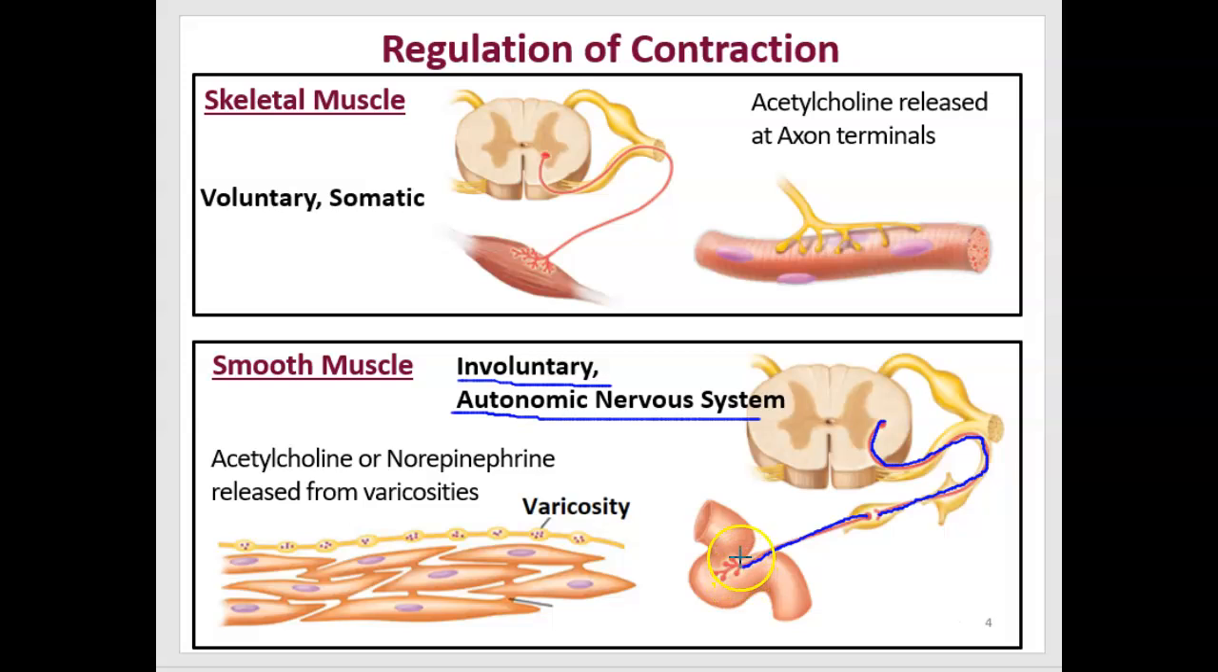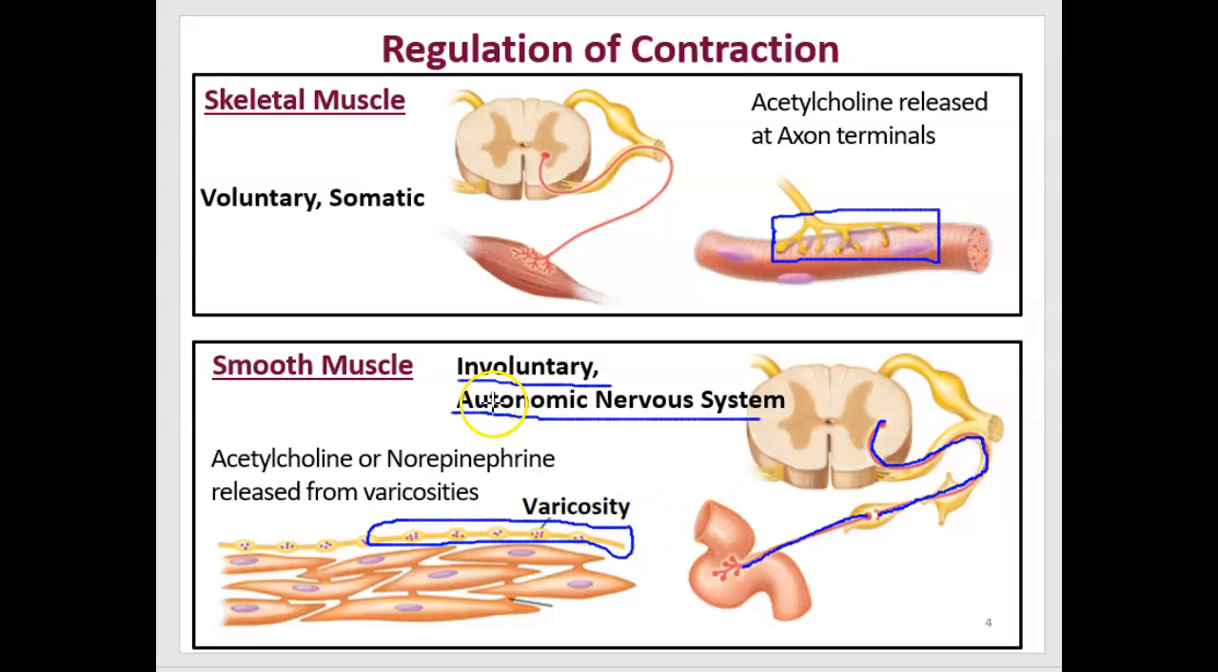Now, this motor neuron might have axon terminals, much like we saw in skeletal muscle. But often what you'll find instead are varicosities at the end of an axon, many little bulbs that contain neurotransmitter. And so neurotransmitter is released from all of these different bulbs and kind of coats the smooth muscle.